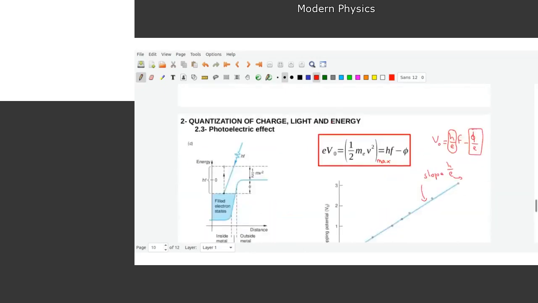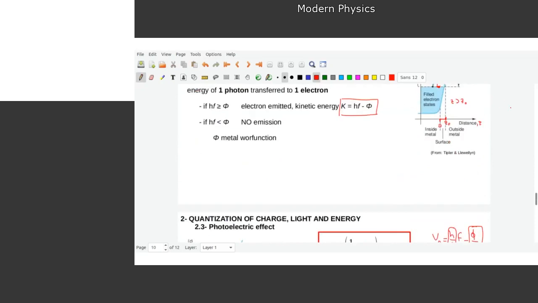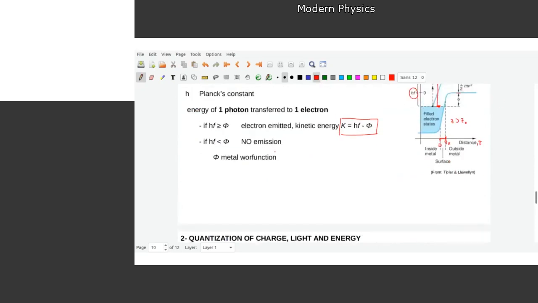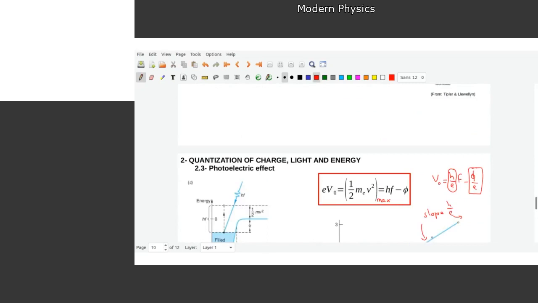This is the bibliography for essentially the illustrations of this lecture.